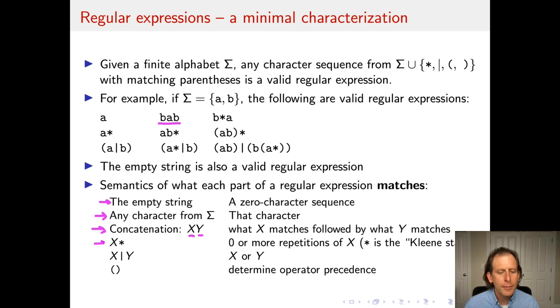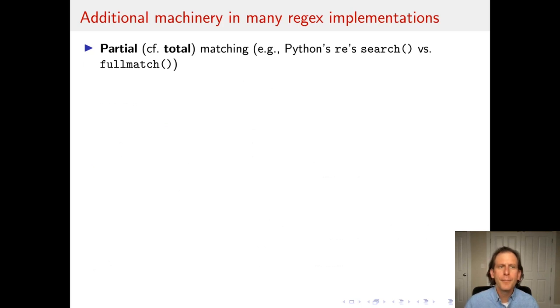X star means 0 or more repetitions of X, so it matches anything that contains 0 or more repetitions of X. The pipe is disjunction, so X pipe Y will match either whatever X matches or what Y matches. And the parentheses simply determine operator precedence. Concatenation generally has lower precedence than the pipe or the star. So if you want to have a star or pipe apply to more than one character at once, you use parentheses to make that clear.